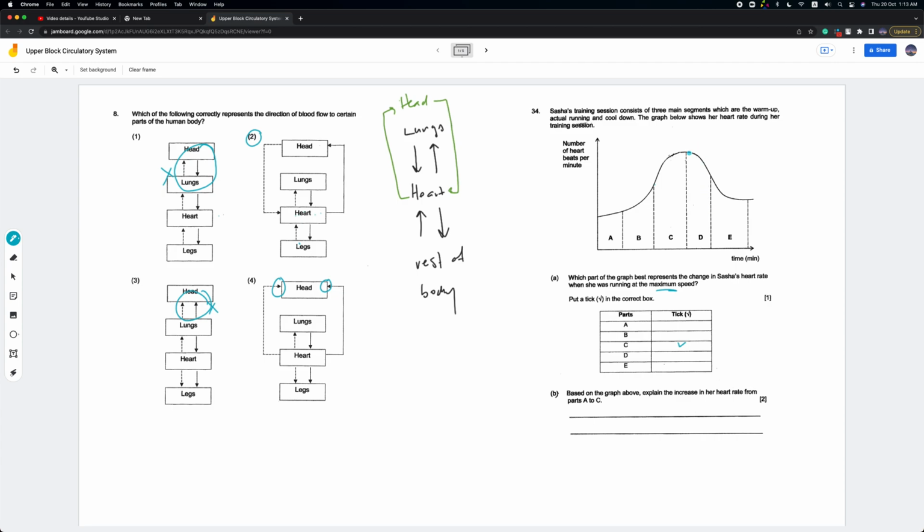Why not D? D is quite high, but at D, her heart rate starts to go down. And if she's running at maximum speed, her heart rate should start increasing to its maximum, not going down from the maximum. Okay, so here is where we're going to use the key phrase. Based on the graph above, explain the increase in heart rate from A to C. Okay, so usually they will talk about increased heart rate. There are instances where they will talk about decreased heart rate.